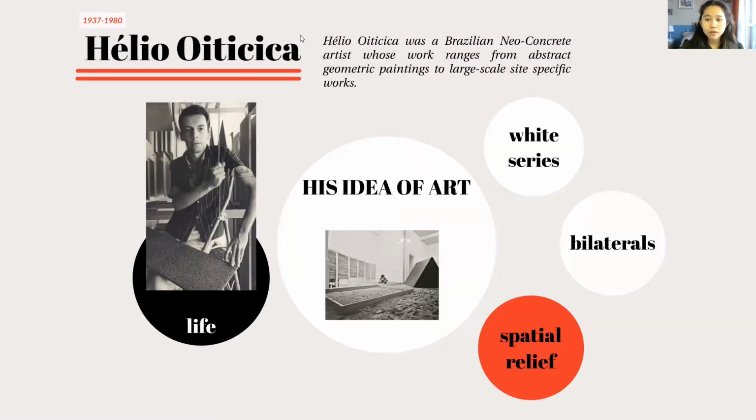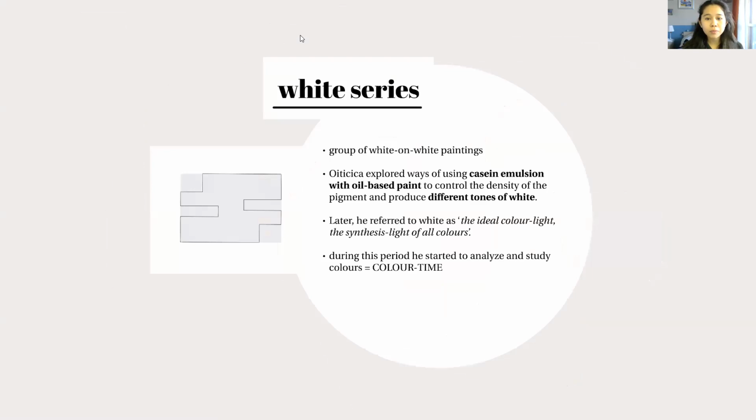He started with the White series, which were a group of white on white paintings. And Oiticica with the White series explored ways of using Gaussian emulsion with oil-based paint to control the density of the pigment and produce different tones of white. And he also experimented a lot with layering and brush techniques to maximize the effect of the light over the colors, in particular over the white color.